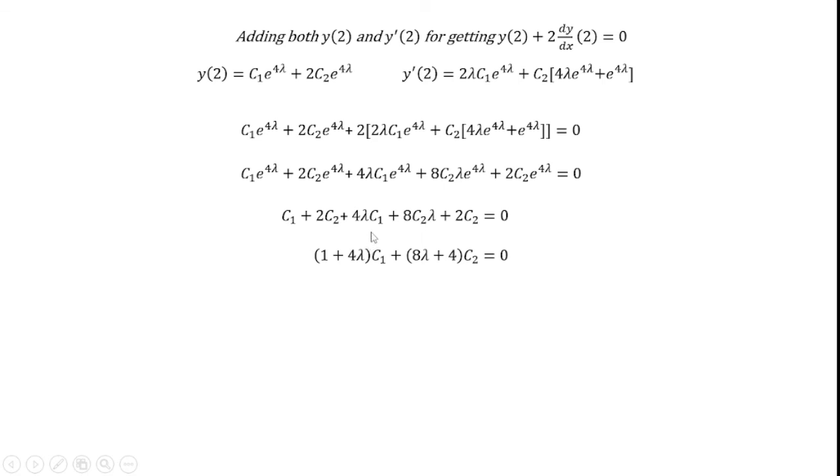Here I can collect the c1 terms with each other and the c2 terms with each other. Considering c1, here c1 plus 4 lambda into c1 is available. If I simplify, I can take c1 as the common term, so 1 plus 4 lambda into c1 plus 8 lambda plus, here you see 2c2 available. If I add both the things, I get 4c2, so 8 lambda plus 4c2 is available. After that I can take the common term c2 from both elements, so I get this equation, which is 1 plus 4 lambda into c1 plus 8 lambda plus 4 into c2 is equal to 0. So now I can get the equation like this.